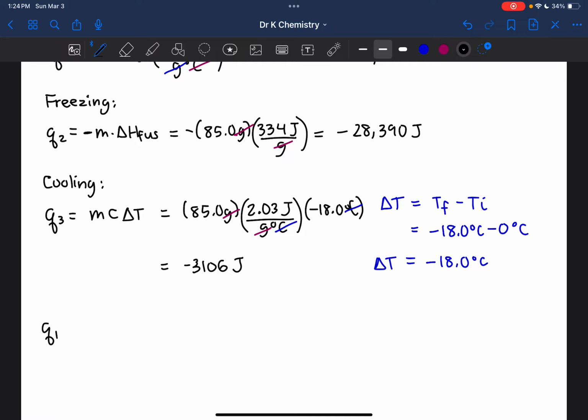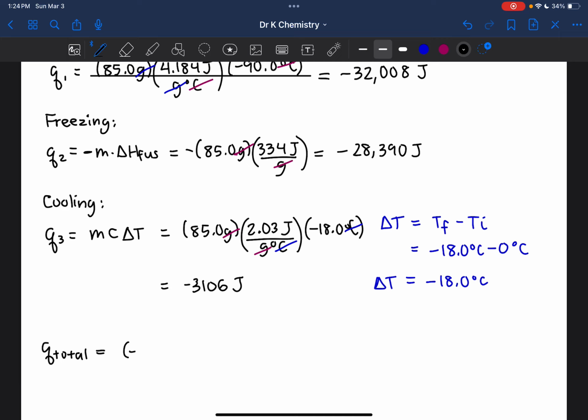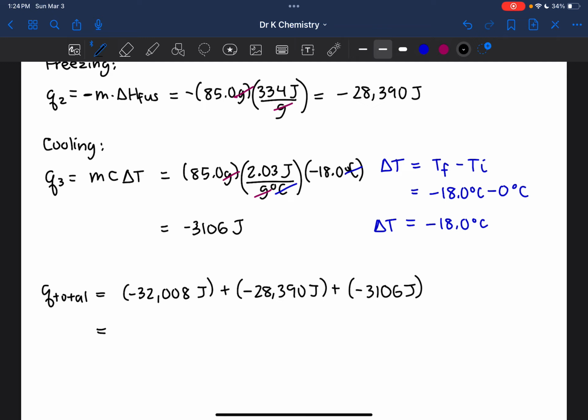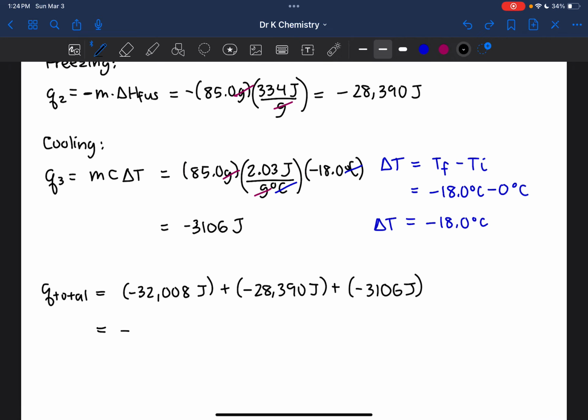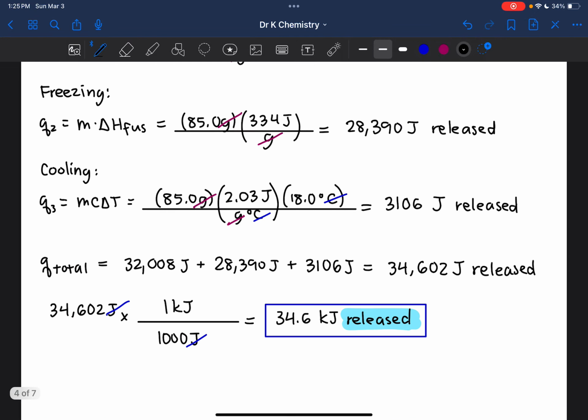Okay. And then finally at the end, we're going to add all of these values up. So we have negative 32,008 plus negative 28,390 plus negative 3106. And when you plug all of those in, you're going to get the same number we had here, but it will be a negative value. So that will be negative 34,602.